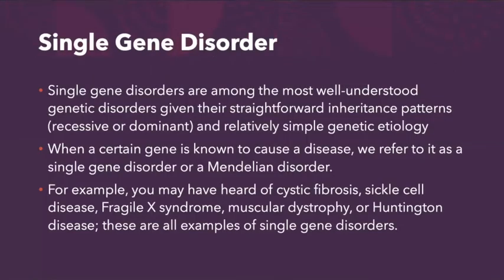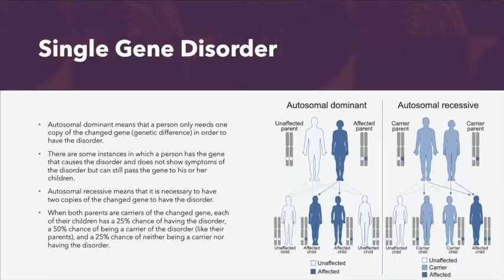Single gene disorders are among the most well understood genetic disorders given their straightforward inheritance patterns. This disorder involves mutations in the DNA sequences of single genes. As a result, the protein the gene codes for is either altered or missing. As a rule, single gene disorders are not very common. Single gene disorders have two types: autosomal dominant and autosomal recessive.